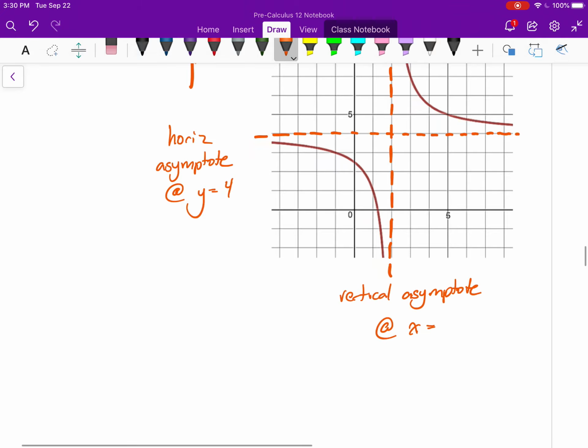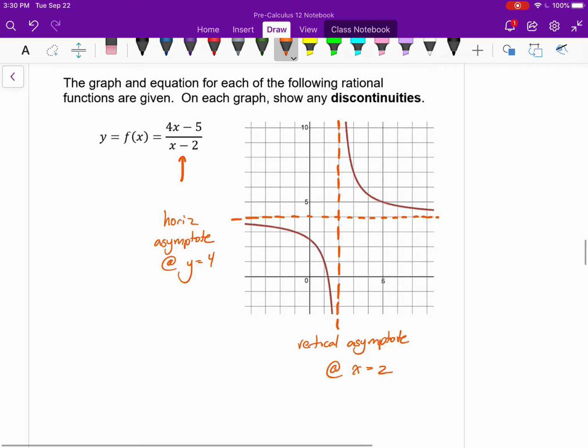at x equals 2. Now notice the vertical asymptote, I could get an idea just by looking at the equation right here. When x equals 2, I'm dividing by 0. The horizontal asymptote of 4 seems kind of random. Yeah, there's a 4 up there, but that's not so simple. I figured that out, remember, by looking at the graph.